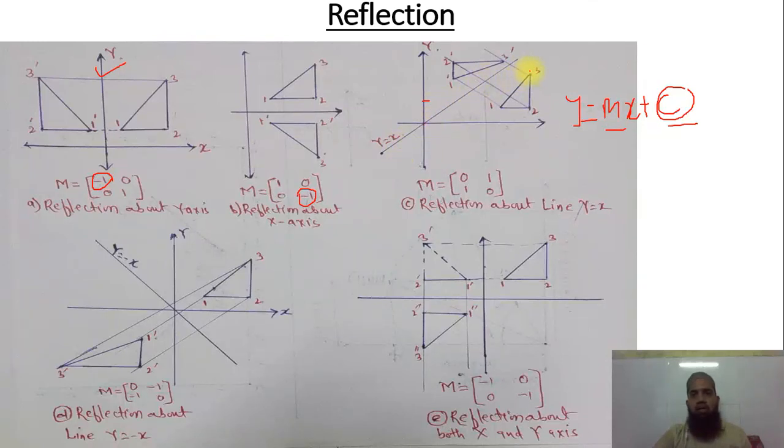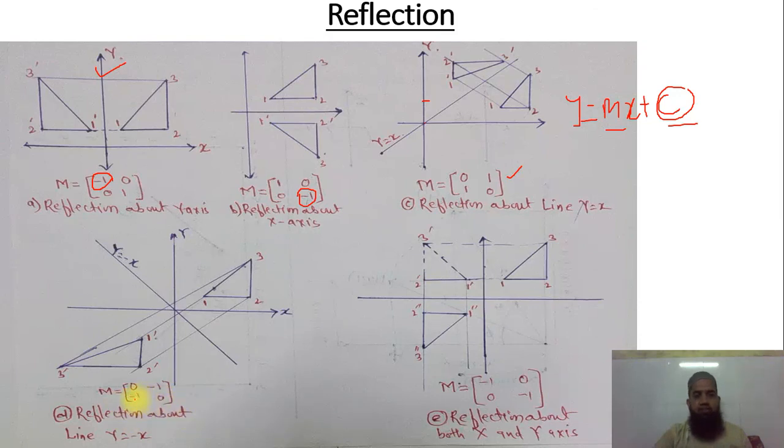I have the object on this side, and I have to reflect it about this line in the same quadrant. It is not about the x or y axis; I only have to mirror the triangle 1, 2, 3 about this line. Here we have 0, 1, 1, 0. So this is the matrix for y equal to x.